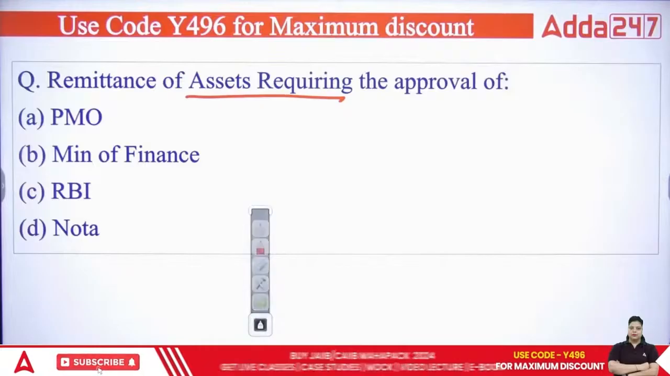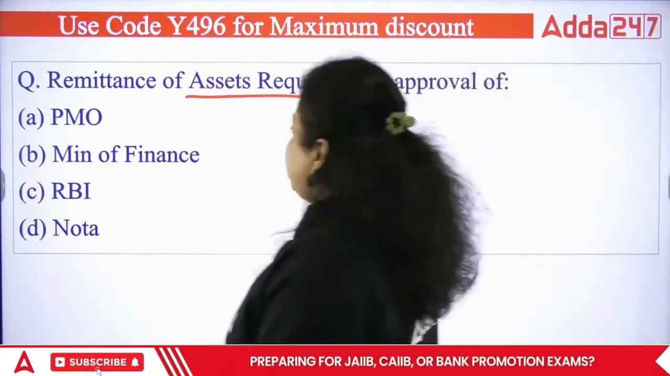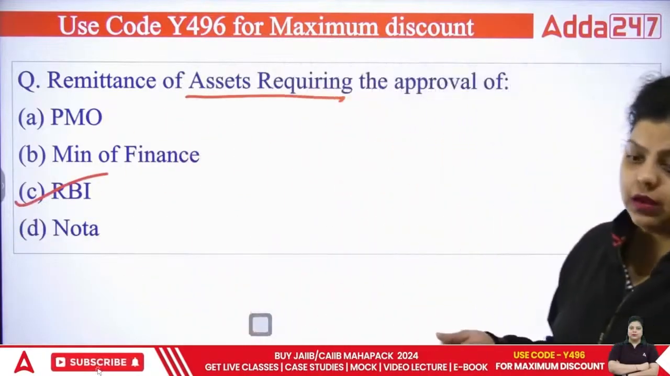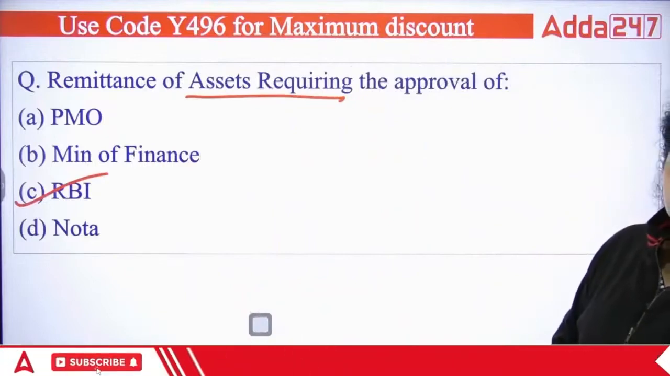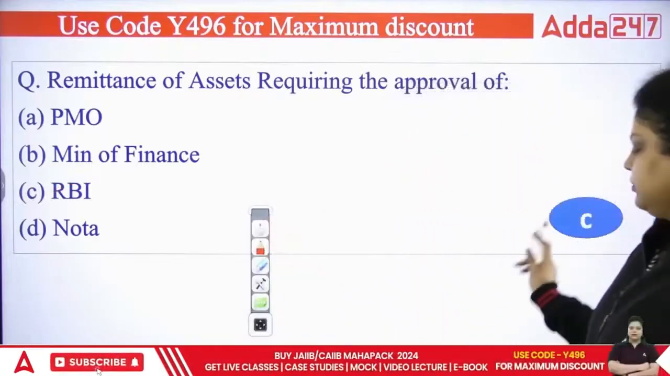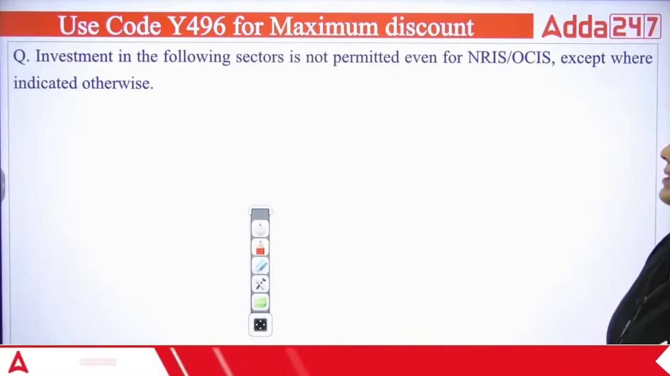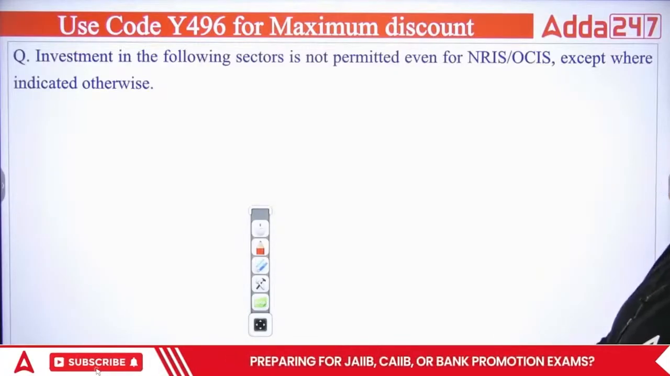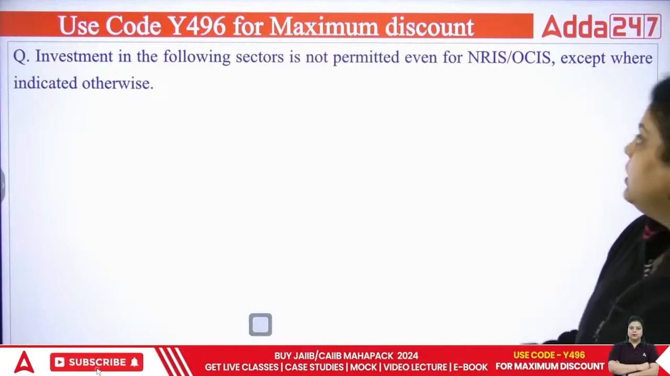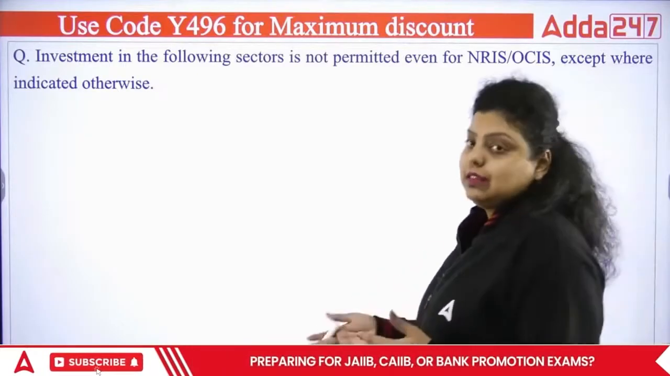And the right answer for this question will obviously be RBI. If you are remitting a certain asset, then you have to take permission from the Reserve Bank of India, the central bank of the country. Okay, so the right answer will be option C. Next. Investment in the following sectors is not permitted even for NRIs, OCIs, except where indicated otherwise. Now NRIs, we all know, are non-resident Indians. What are OCIs? They are overseas citizens of India.